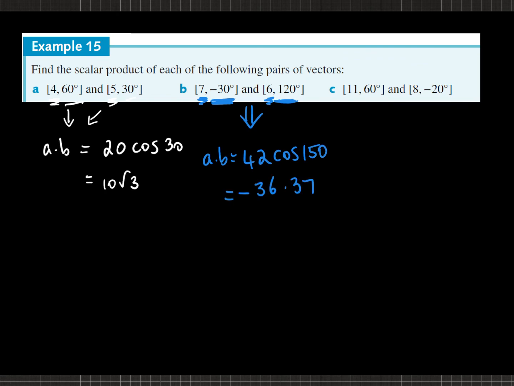And just use my calculator for the answer for that one. The next one here, a dot b is going to equal that times that. Cosine of the angle in between. So look, I normally just get the big one. 60 take away negative 20 will be 80. And that equals 15 and a bit.